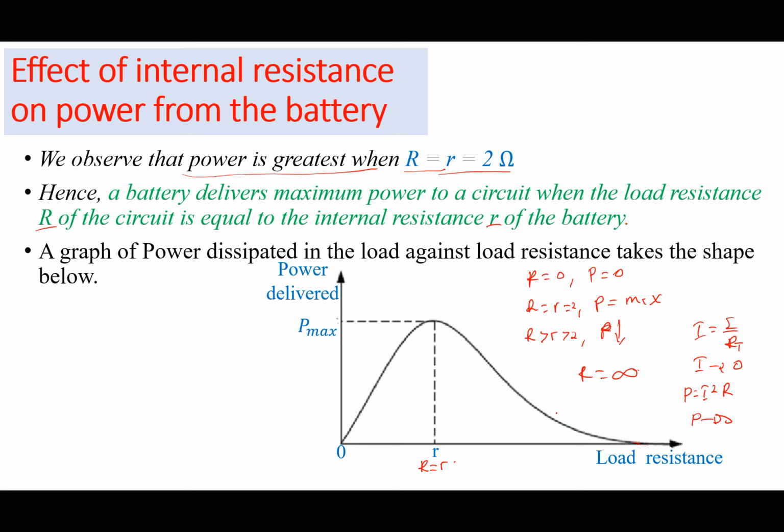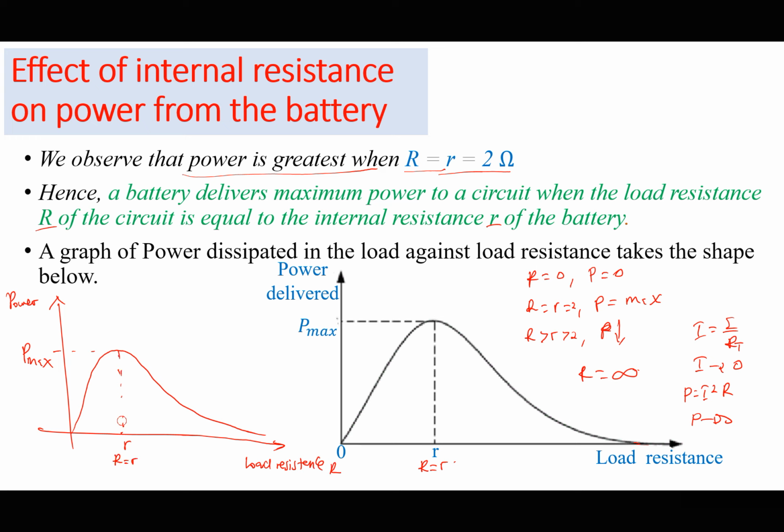In most cases, I always encourage my students to sketch this graph in such a way that it doesn't touch the x-axis on the other side, but tends towards 0, because we may not reach infinity. So this would be power maximum, and here we have internal resistance. This is a graph of power delivered against the load resistance R. Here R is equal to small r. When R equals small r, the power is maximum.